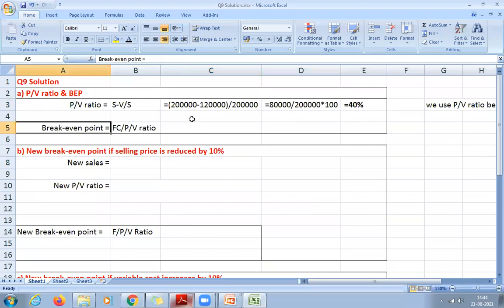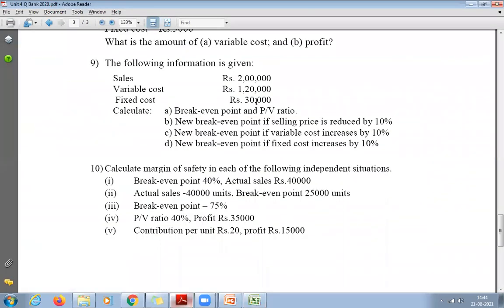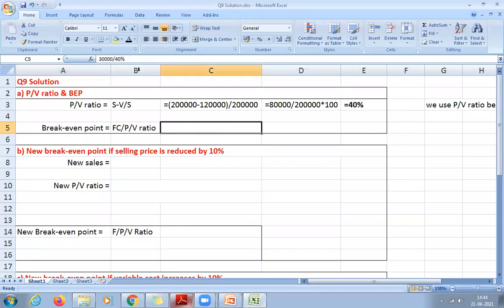Using PV ratio, we can calculate break-even point by a shortcut method. That is fixed cost divided by PV ratio. PV ratio we got is 40%, and fixed cost is how much? 30,000. So 30,000 divided by 40%, that is 0.4. How much will we get? 75,000. 75,000 rupees. Yeah, so 75,000 we got. So the first one is done.